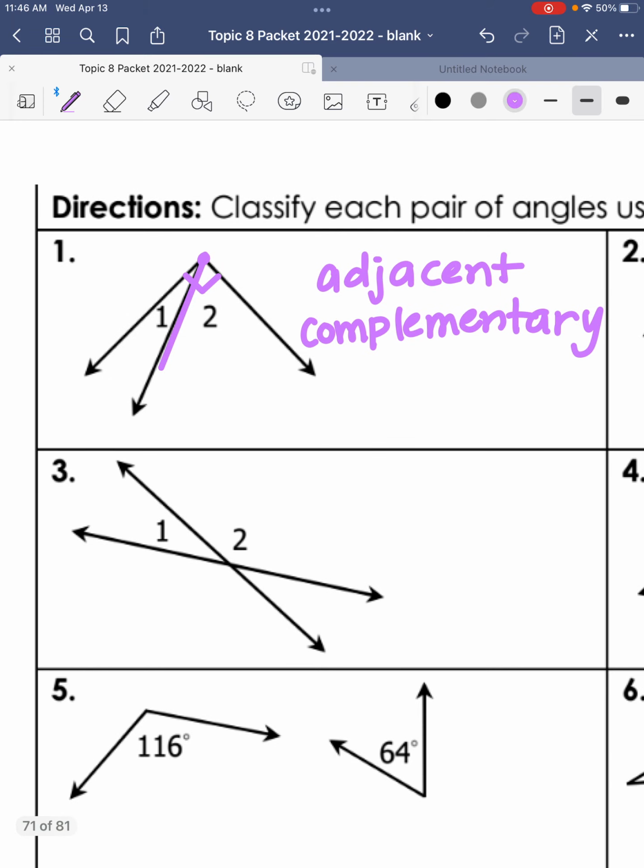Number 3. So we're concerned about angle 1 right here and angle 2 right here. And what I notice about those two angles is that they are adjacent. There's my corner point, and there is my common side. So these are adjacent angles. And I also can see visually that together they make that straight line right there. Because they make that straight line and form a straight angle, I know that together they would add up to 180 degrees. So that means that they are supplementary.